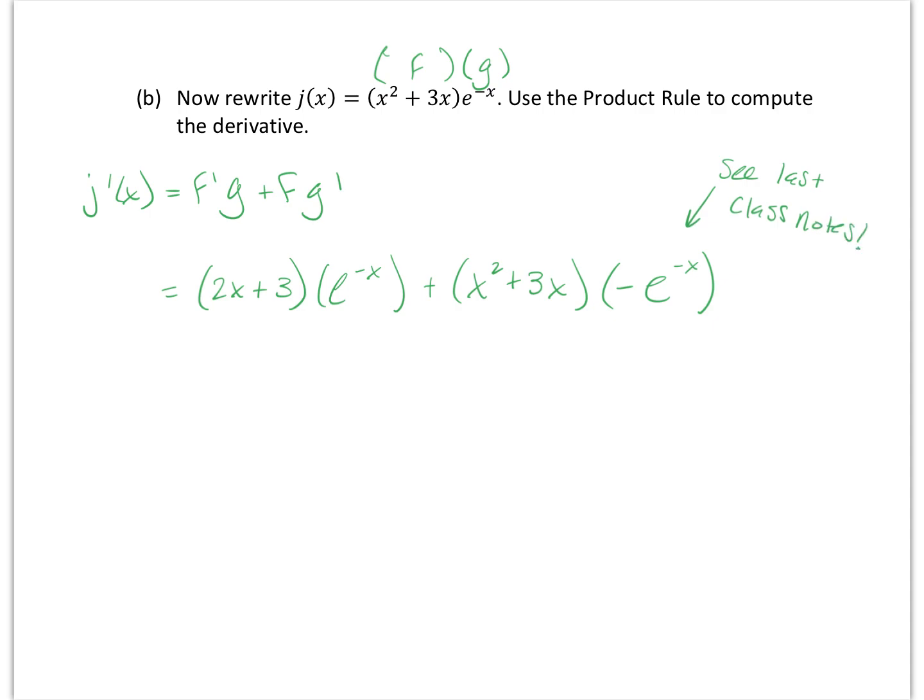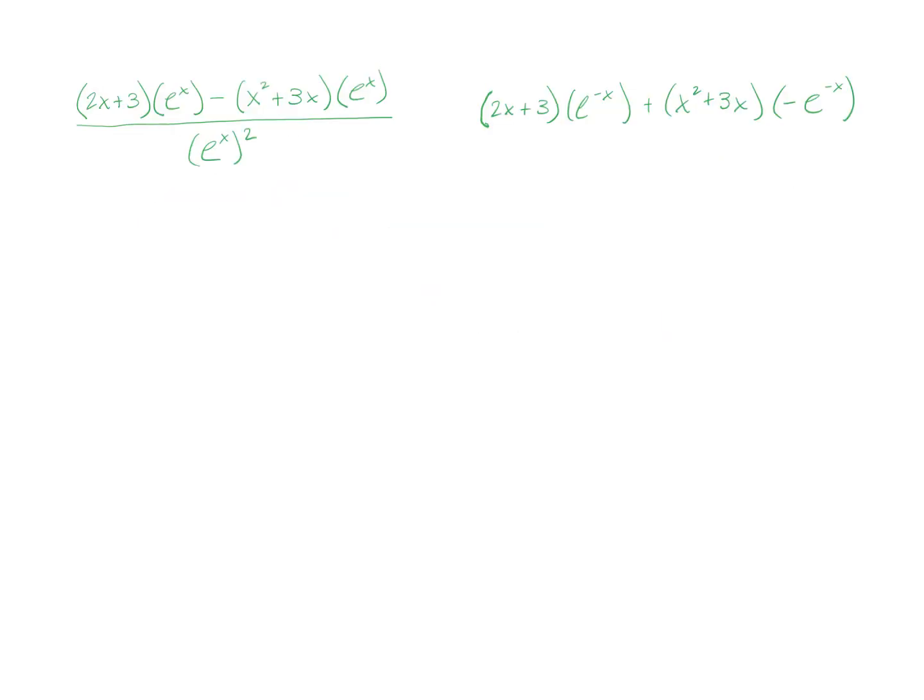Okay, so we're done. I told you you do not have to simplify derivatives, but the answer we got for j prime when we did the quotient rule and when we did the product rule for the same function look different. And that's because they are equivalent. They're algebraically equivalent. We could simplify one into the other. And in fact, I think on the next slide, I will show you why these are the same.